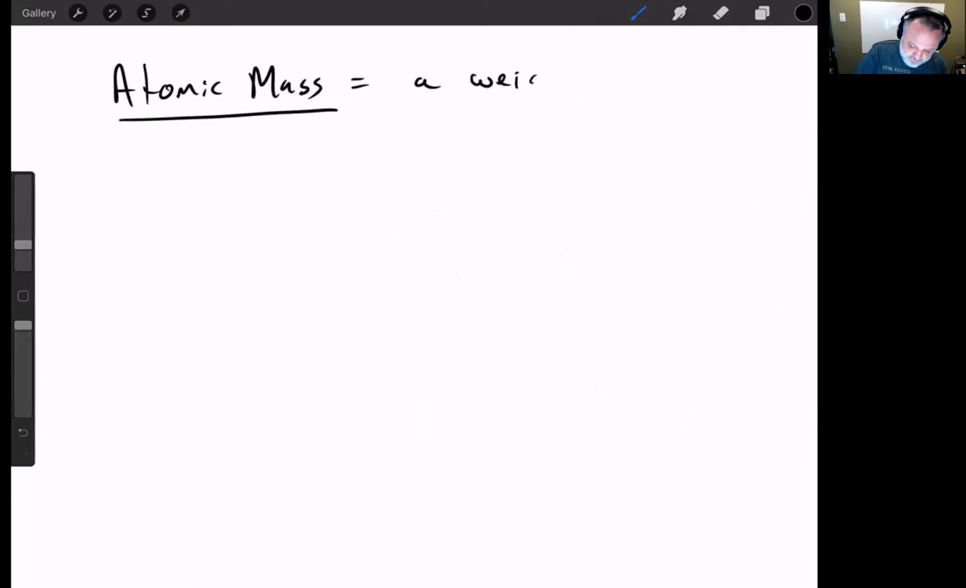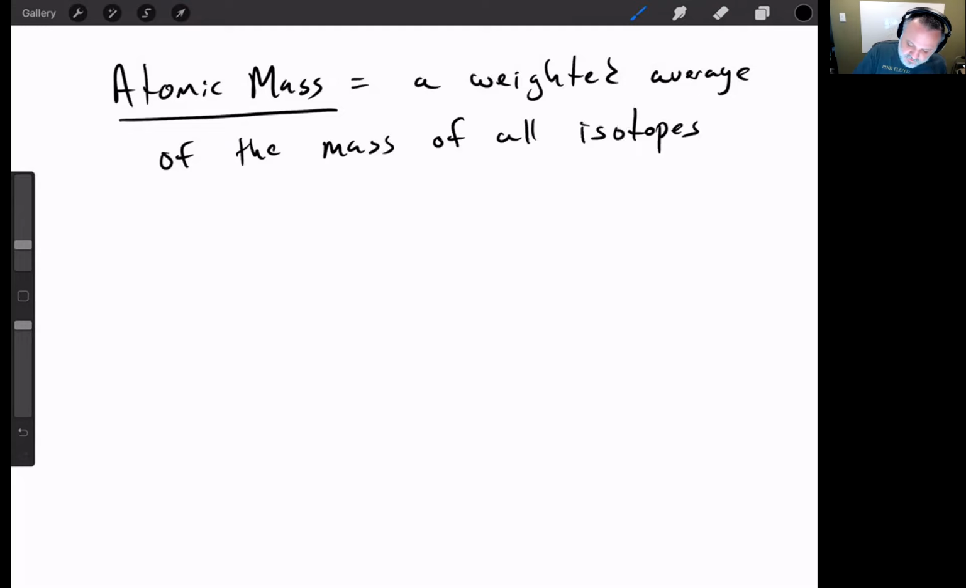All right, so here's the last topic. It's atomic mass. And the atomic mass is a weighted average of the mass of all isotopes. And the weighting is done by natural abundance. And so let's see if we can sort this out. I'm going to do one quick example and then we'll be done.